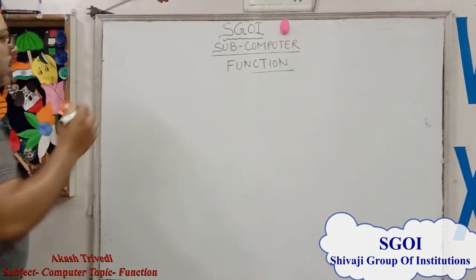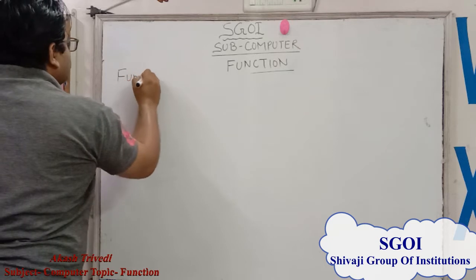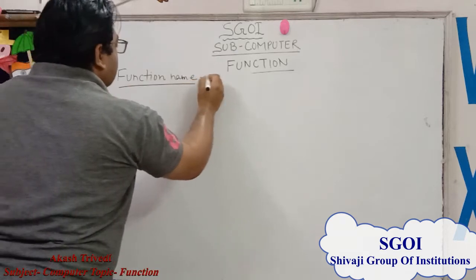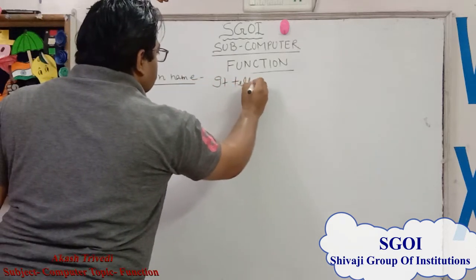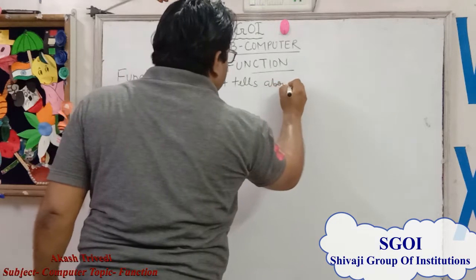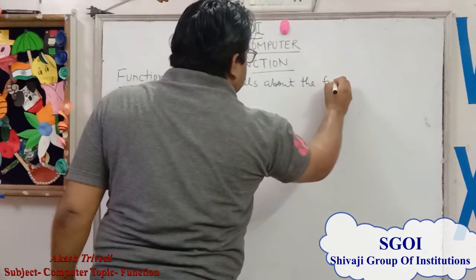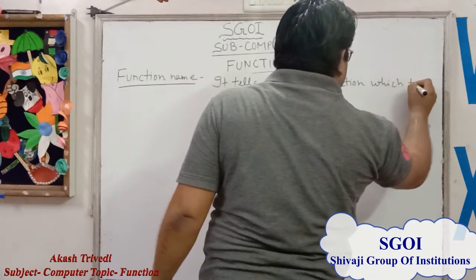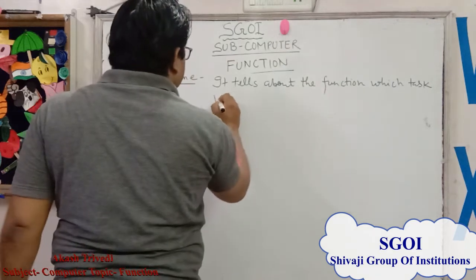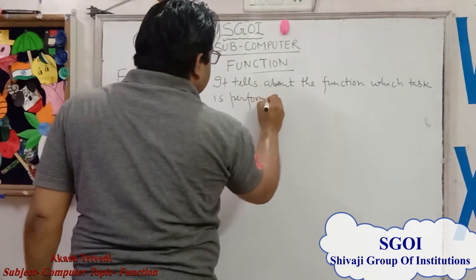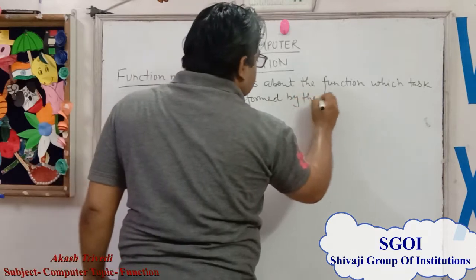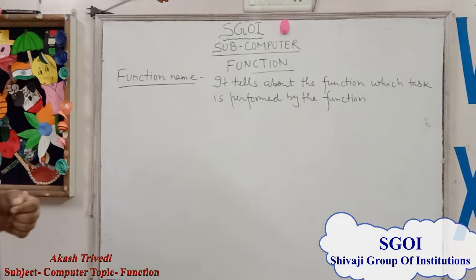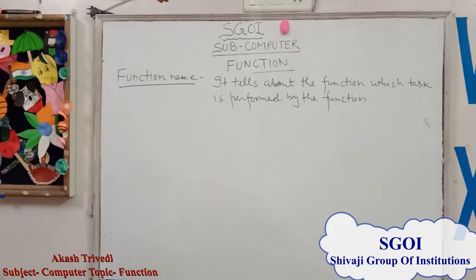After that, we understand what is function name. It tells about the function, which task is performed by the function. It tells about the function which task is performed by the function.